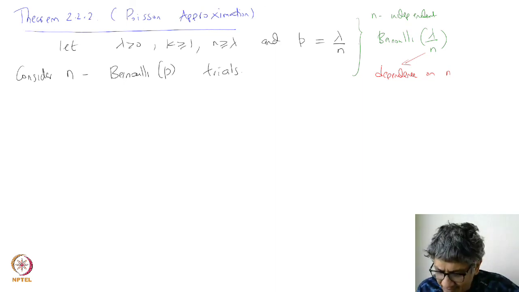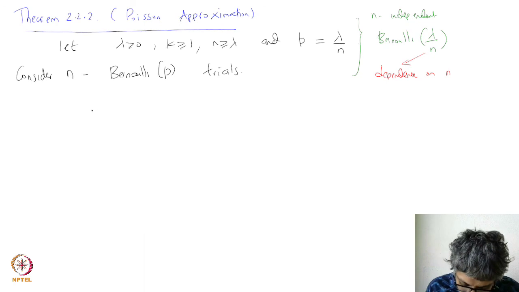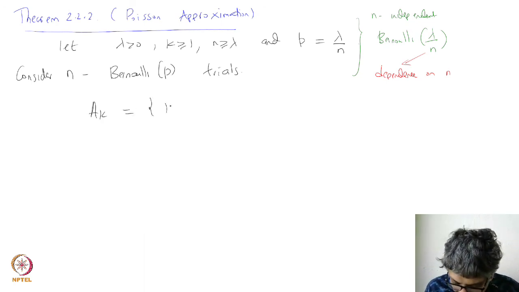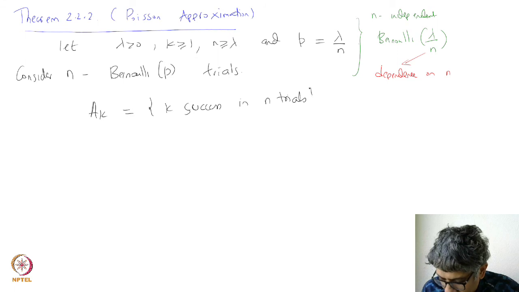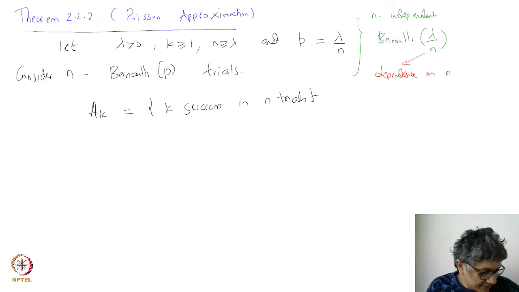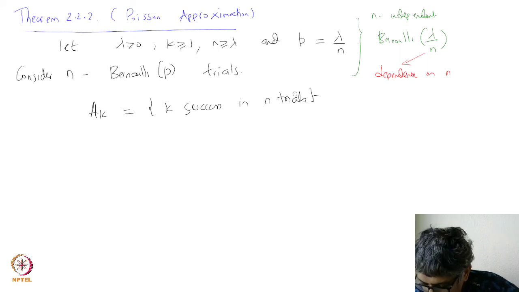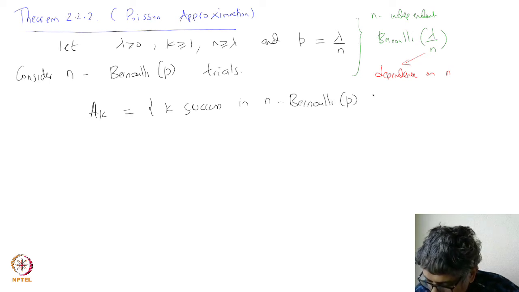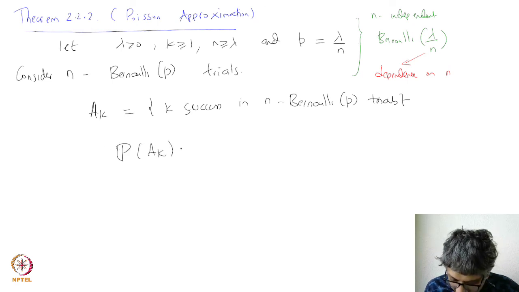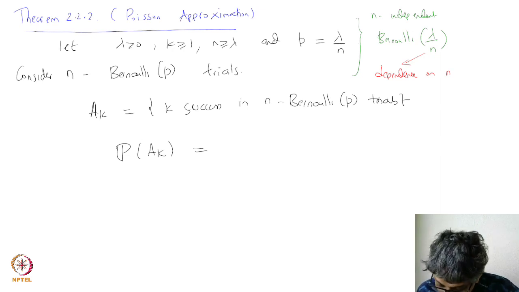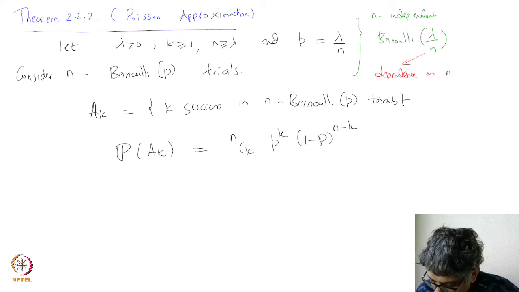So then I do this. Let's say n is fixed. I want to compute, let's say A_k is the event that there are k successes in n Bernoulli p trials. So n is sort of hidden in the A_k. We already know that the chance of A_k, k successes in n Bernoulli p trials, is n choose k p power k (1 minus p) to the power n minus k. This we already know from before.